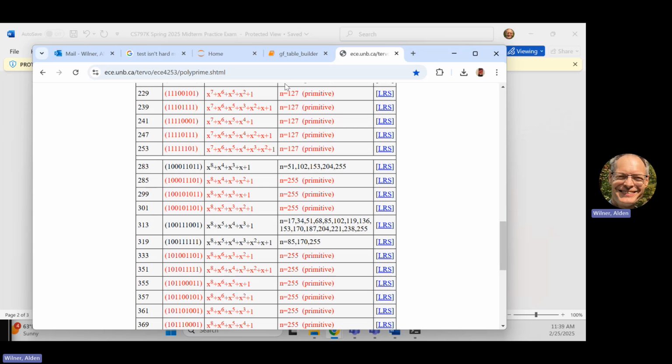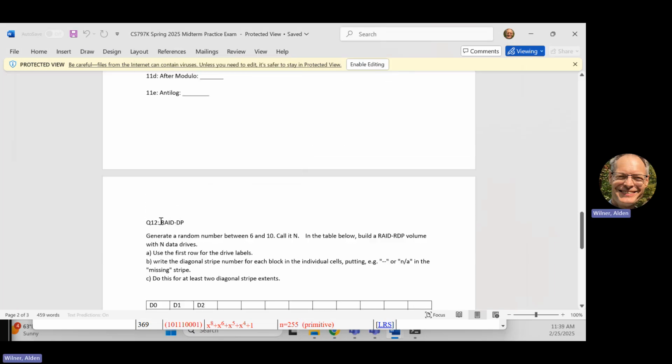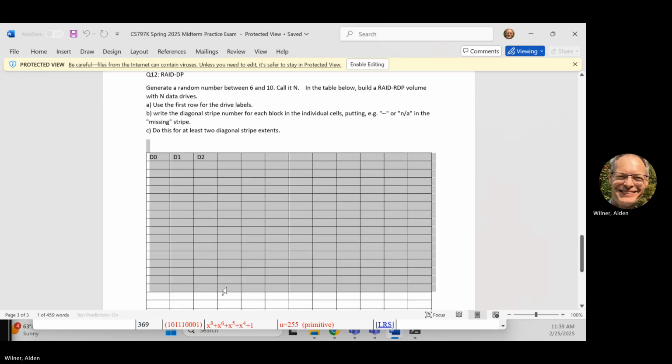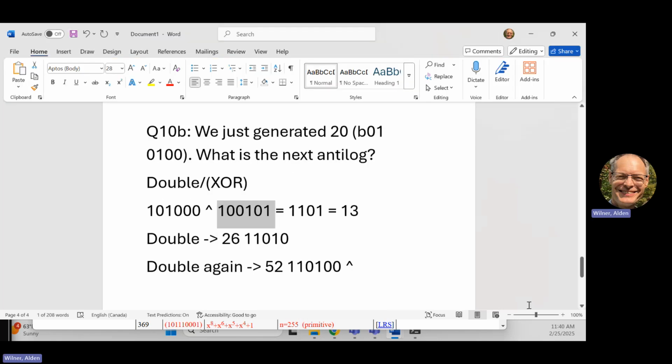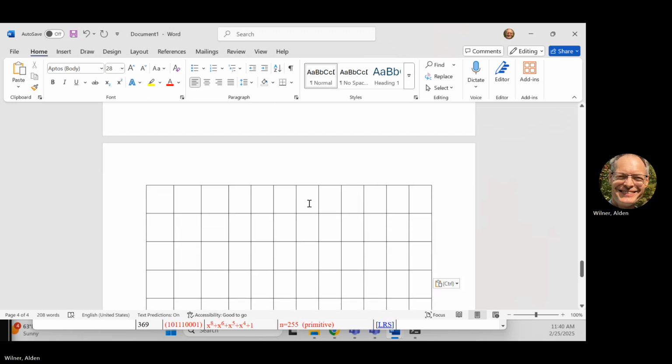Okay, so back here, last question was on question 12. You wanted to know what's going on with question 12. Question 12 is RAID DP. Okay, so I'm going to go ahead and pick my random number between 6 and 10. I'm going to use 5. Okay. So I'm going to say let's go ahead and copy that. And we'll probably have to shrink things on here. Or maybe not.